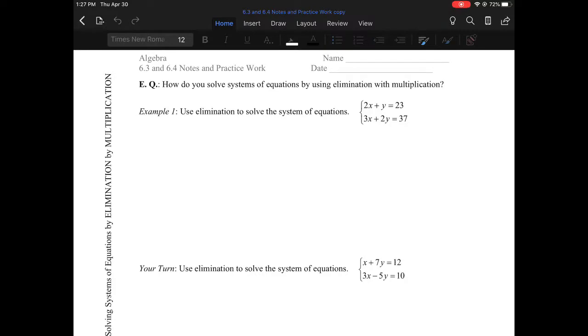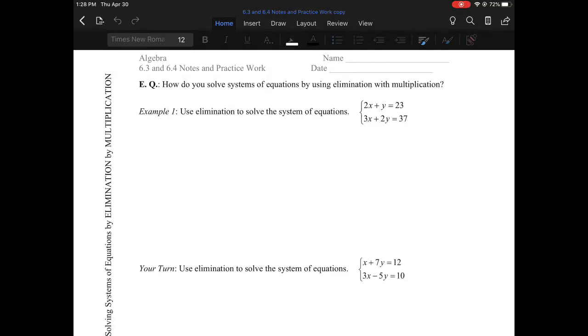But those types of problems were purposefully made that way. And now when we look into it, not all questions are going to have either the same or opposite coefficient values for either variable. So if we look at example 1, our x coefficients are 2 and 3. 2 is neither the same as 3, nor is it the opposite of 3. So then we would move on to our y's. The first y coefficient is 1. The second y coefficient is 2. 1 and 2 are neither the same or opposites.